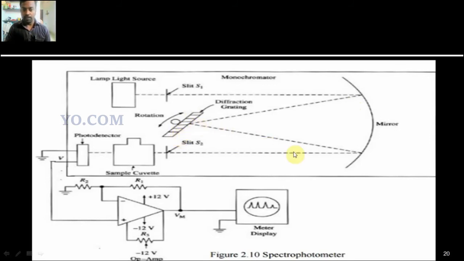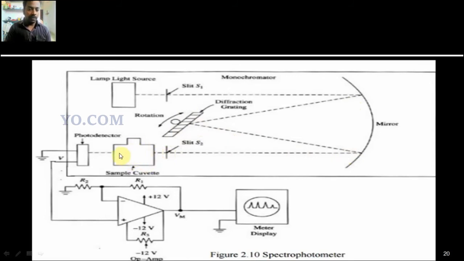Then the light is again passed to a mirror, then it is passed to the slit. A slit means a small hole, and it produces a narrow beam. Then it is passed to our sample container. This is the sample container.